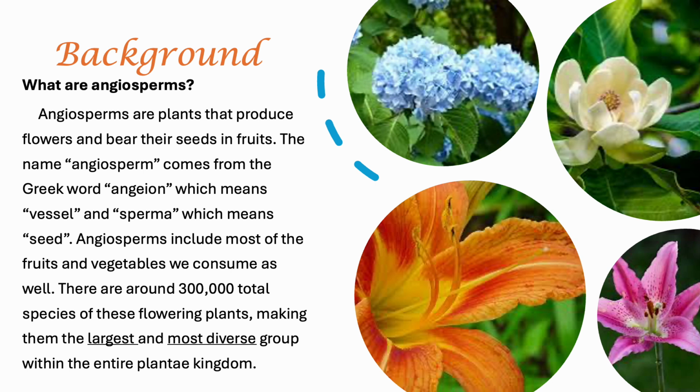Angiosperms include most of the fruits and vegetables we consume as well. There are around 300,000 total species of these flowering plants, making them the largest and most diverse group within the entire plantae kingdom.